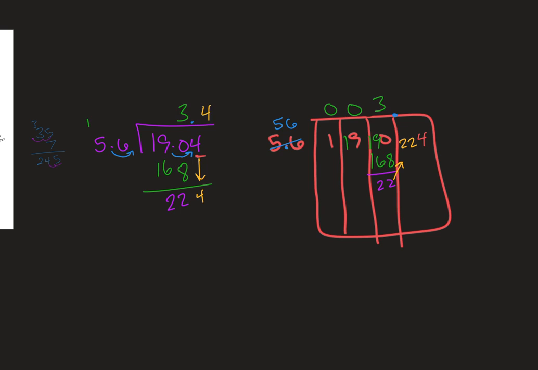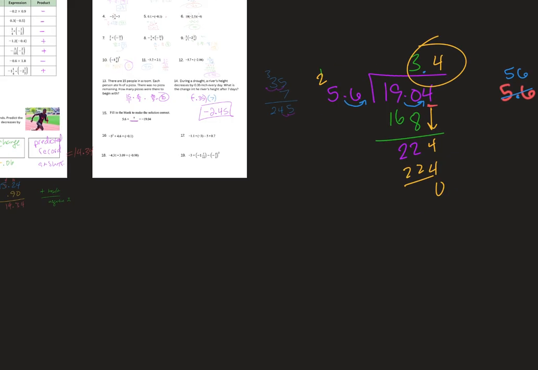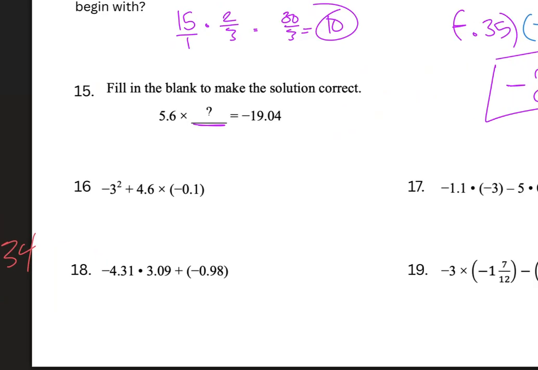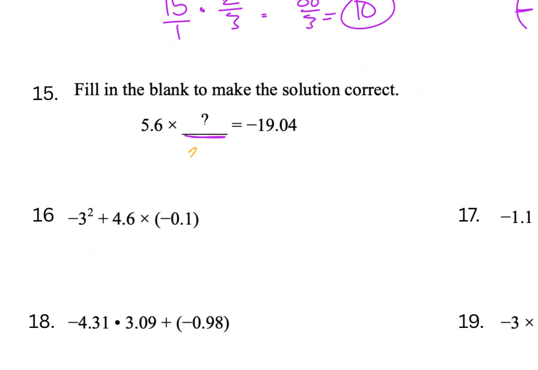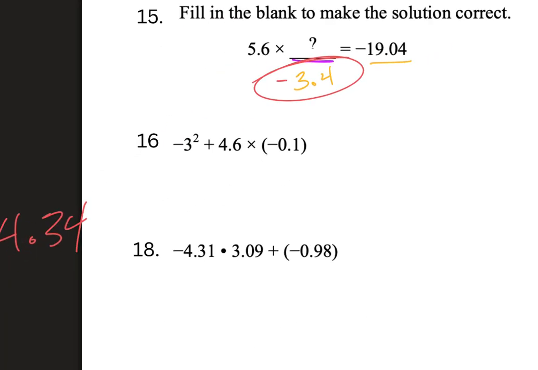4 times 56. That's 24. Carry the 2. Yep, 224, 0. So our answer is 3.4. And if you're like, well, I forgot even what we were doing. 5.6 times 3.4 is 19.04. But we need to make sure and make it negative. There's our answer.